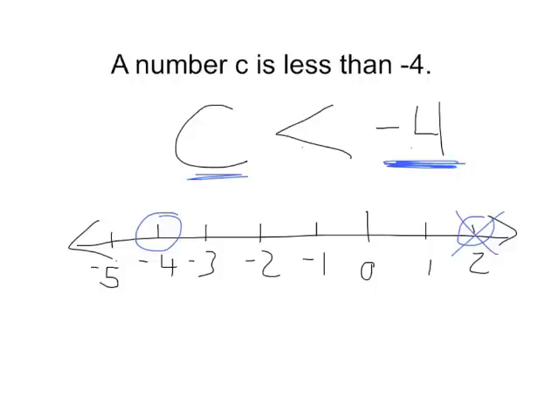Let's try on the other side of -4. Is -5 less than -4? Yes, it's lower on the number line. So all the numbers to the left of -4 are shaded in. Now the question is, do we shade -4? Is -4 less than -4? Is -4 smaller than -4? No, so we do not shade it in.